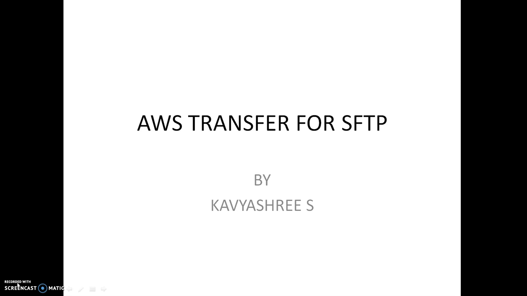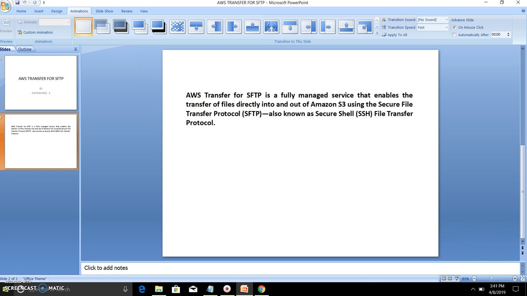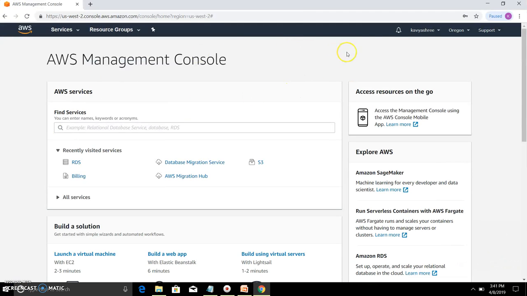In AWS, Transfer for SFTP is a fully managed AWS service that enables you to transfer files over Secure File Transfer Protocol. SFTP is also known as Secure Shell, that means SSH File Transfer Protocol. SFTP is used in data exchange workflows across industries such as financial services, healthcare, advertising, and retail, among others.